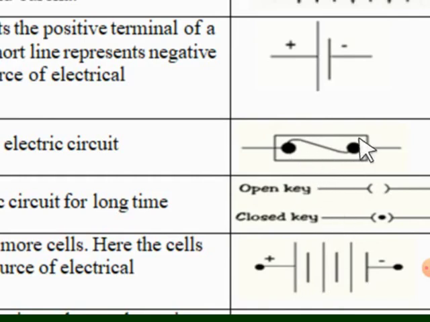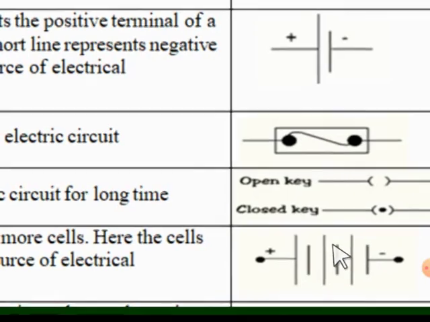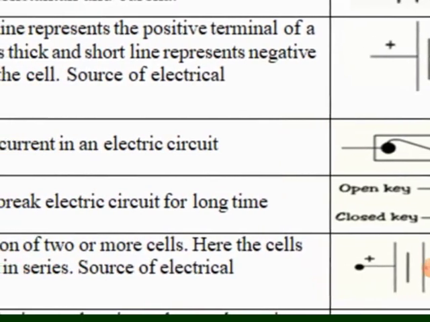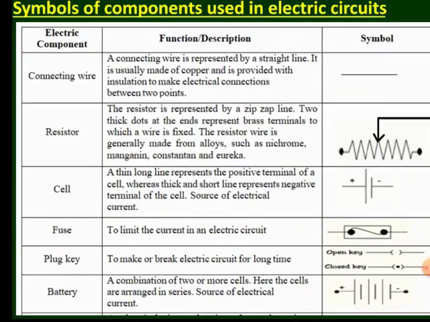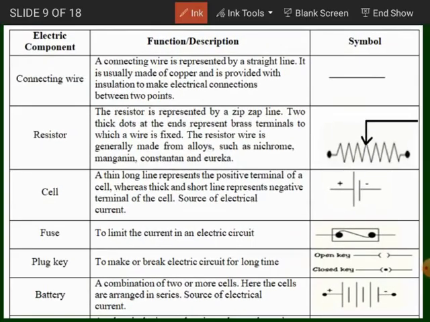So this symbol is none other than your fuse. An electric fuse will be represented by this symbol. It is just like the shape of S, with these two terminals here. In this way. So this will represent what is known as a switch, and this will represent the plug key.